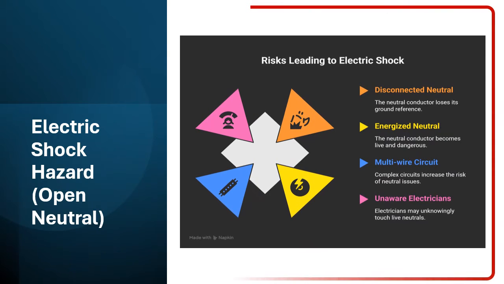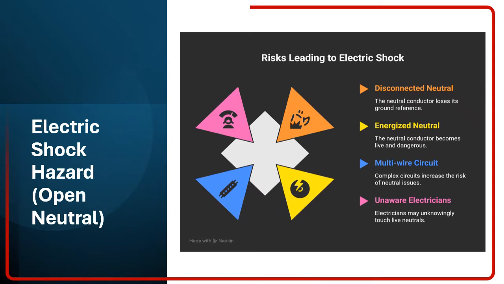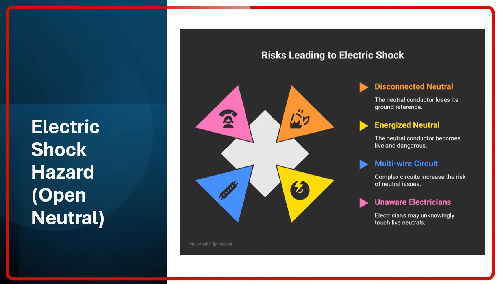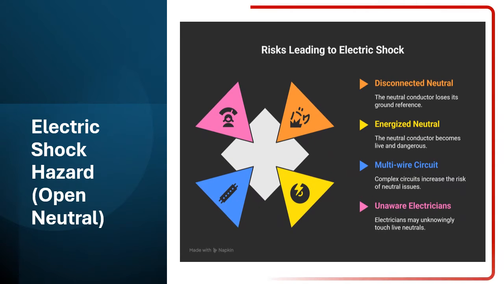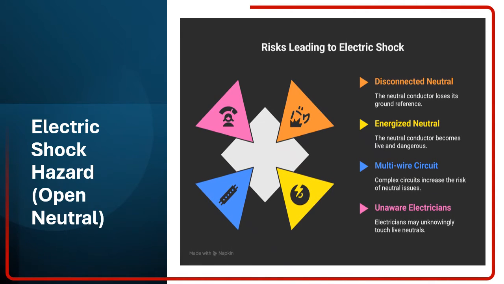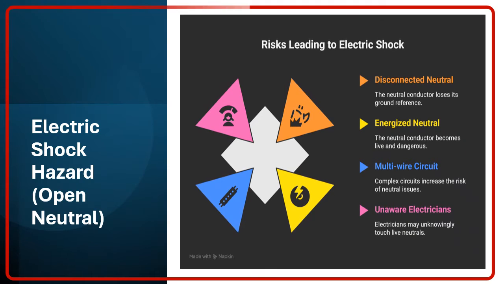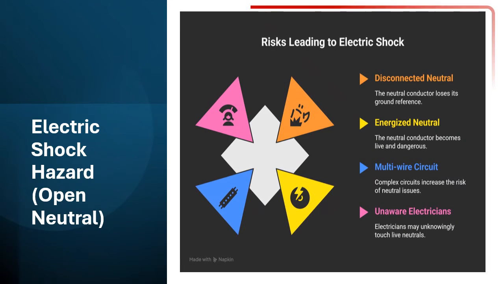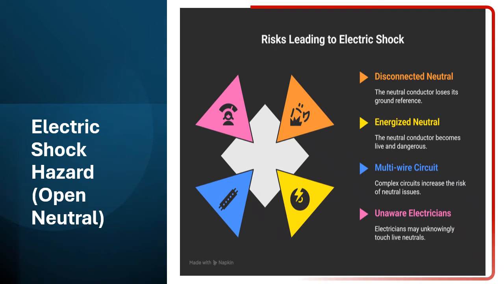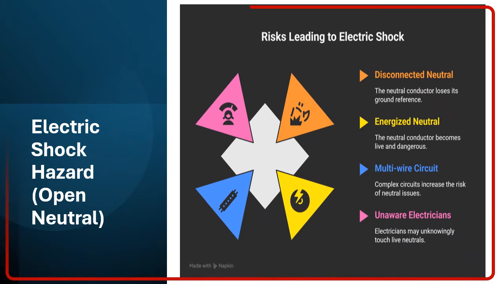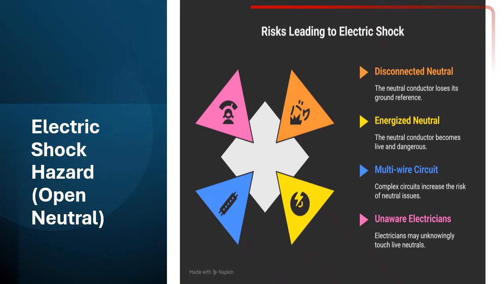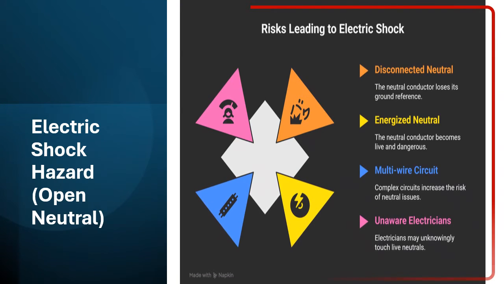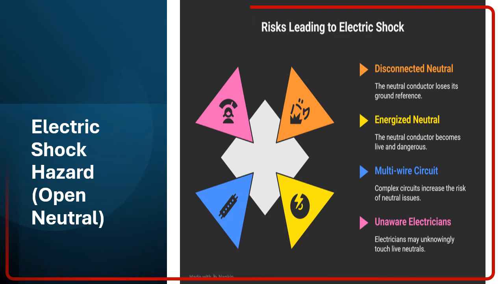An open neutral is one of the most dangerous risks in electrical systems. When the neutral conductor becomes disconnected or broken, it loses its reference to ground. In a multi-wire circuit, this can cause the neutral to become energized, leading to an electric shock. This is especially hazardous for electricians working on circuits that appear to be de-energized, as they may unknowingly come into contact with a live neutral conductor.